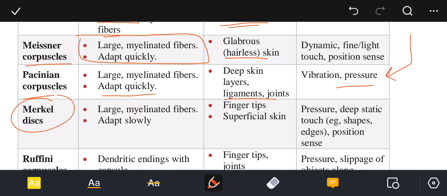Then we have Merkel discs. The Merkel discs are large myelinated fibers and they adapt slowly. They are present on the fingertips and superficial skin. They are responsible for the detection of pressure and deep static touch, for example, shapes, edges, and position sense.